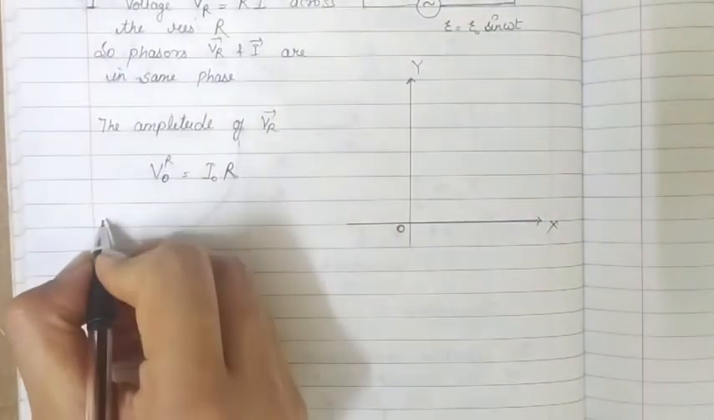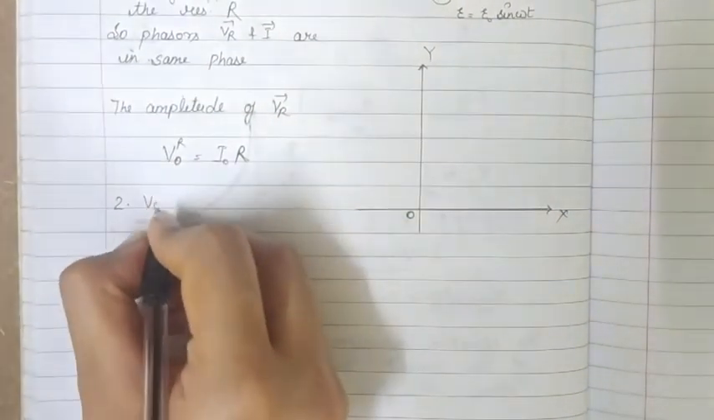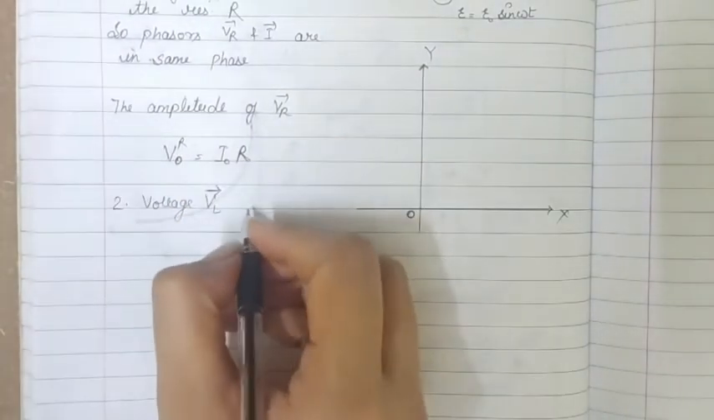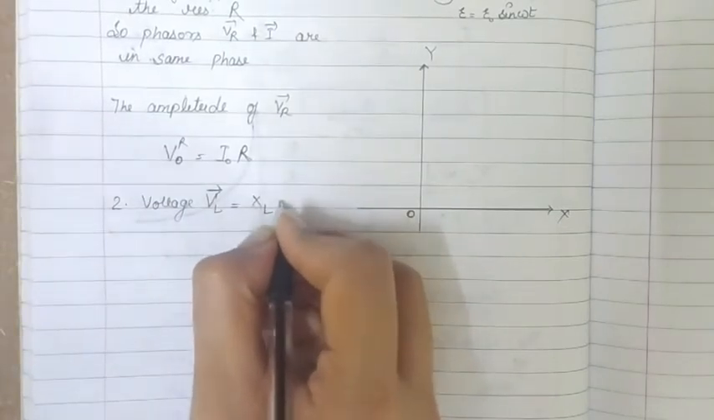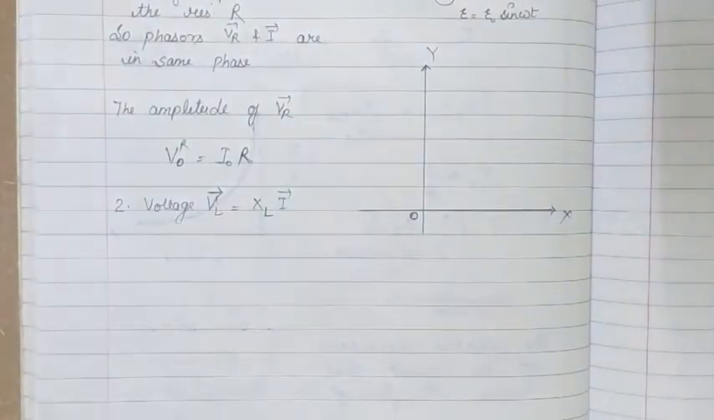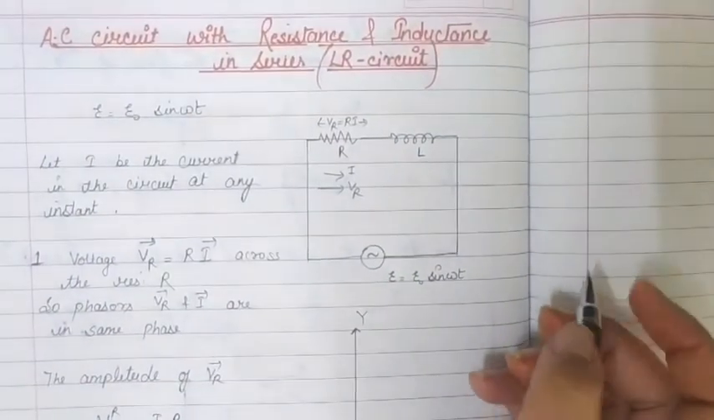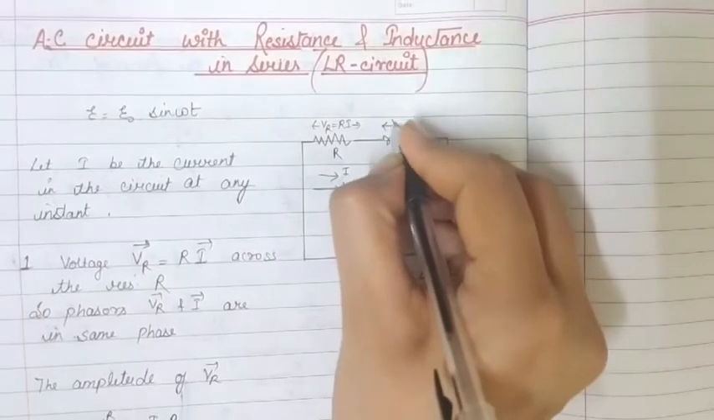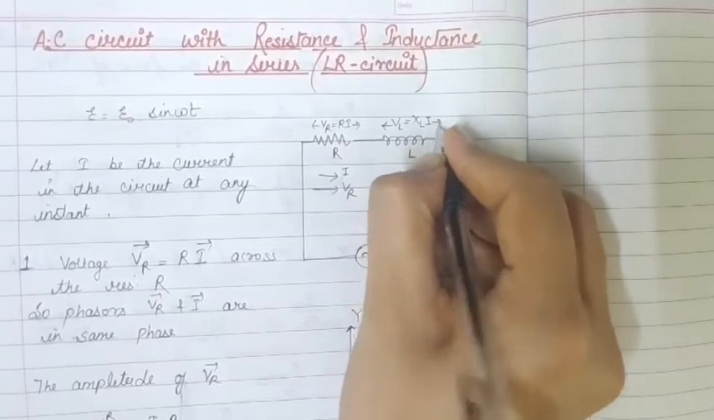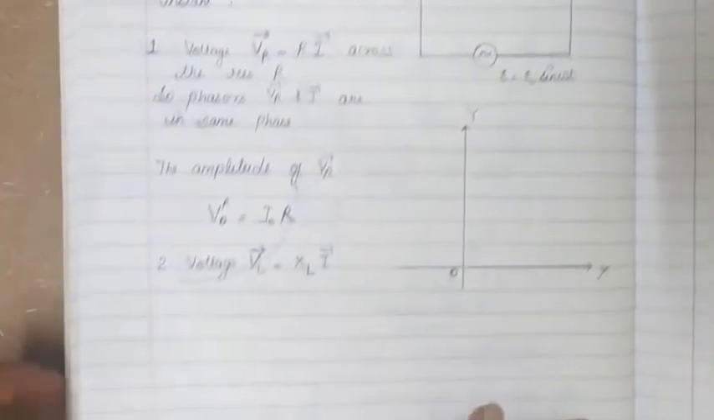Next, the second thing we have in our circuit is an inductor. So the voltage VL vector, meaning the phasor of VL, is equal to XL times I vector. Now XL is the inductive reactance of that inductor. So this voltage VL vector is across the inductor of inductance L. That means VL is equal to XL I.